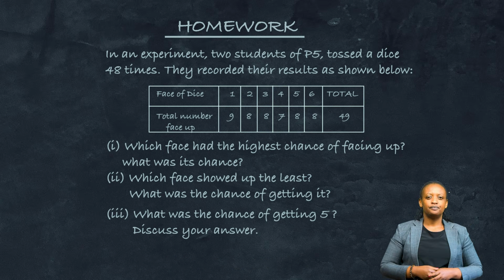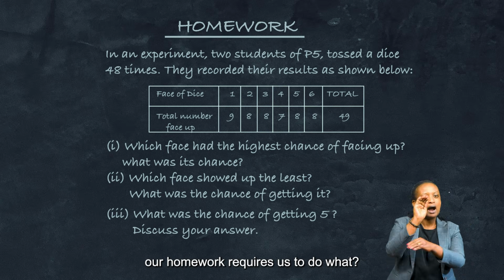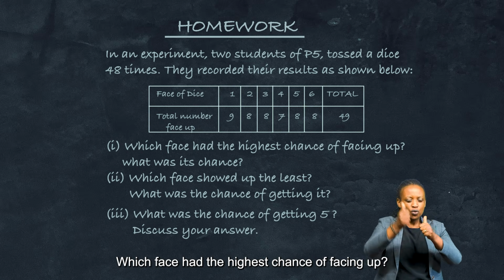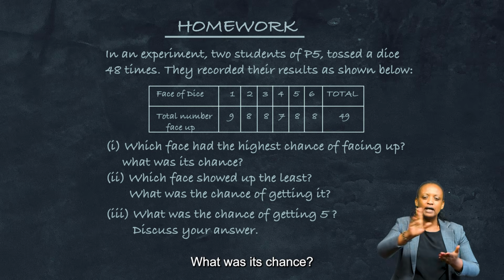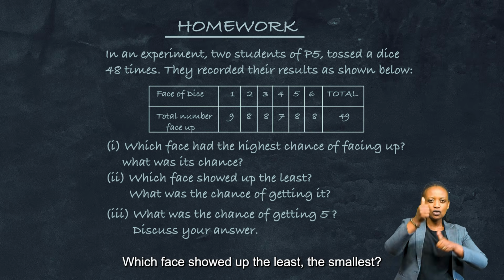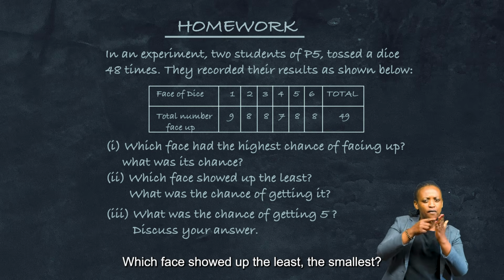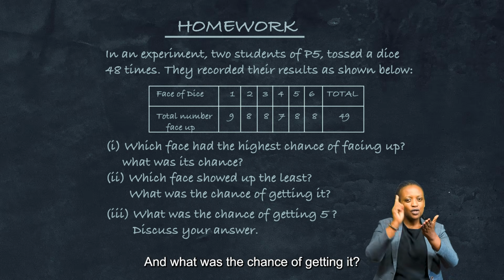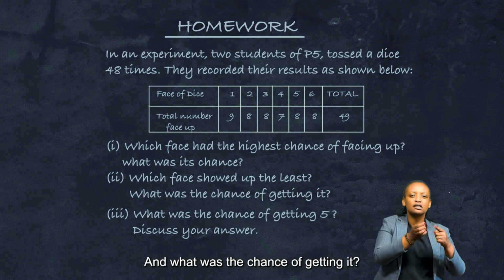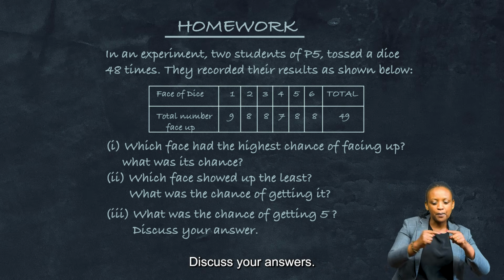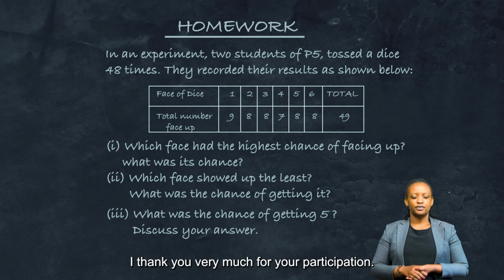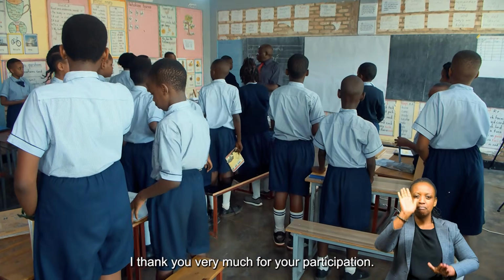Now, our homework requires us to do what? Which face had the highest chance of facing up? What was its chance? Which face showed up the least, the smallest? And what was the chance of getting it? What was the chance of getting 5? Discuss your answers.